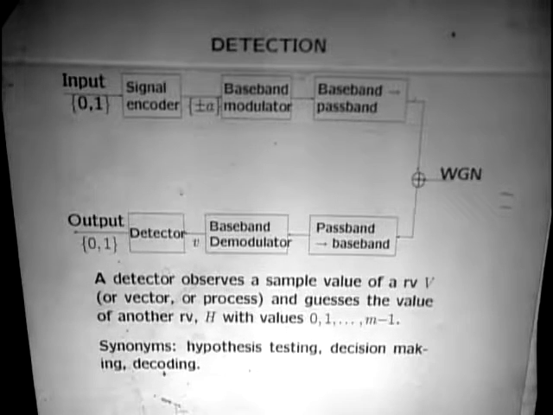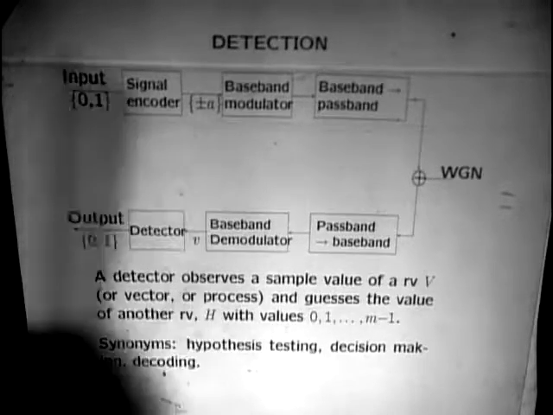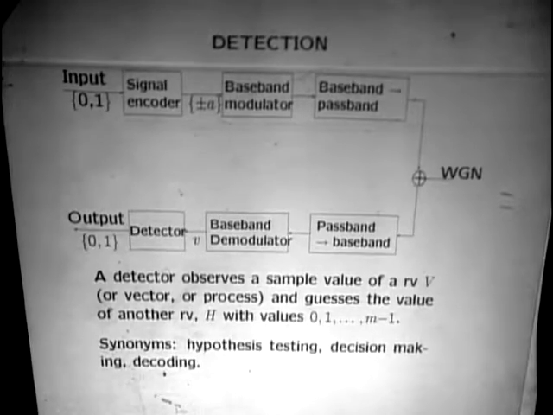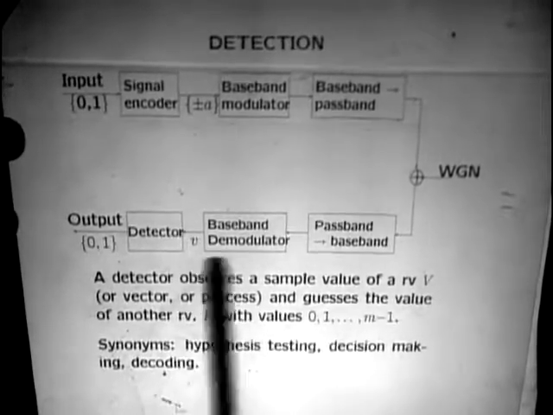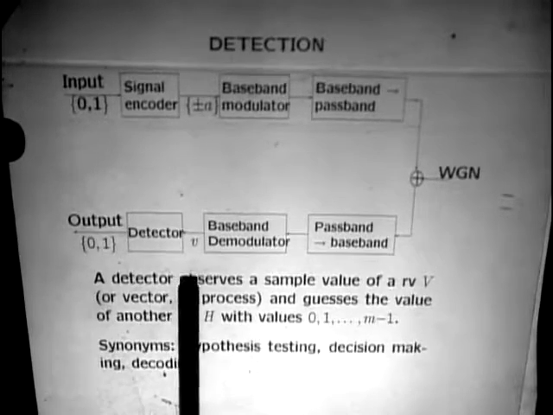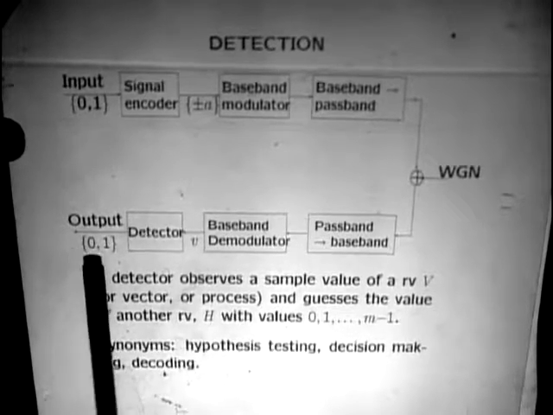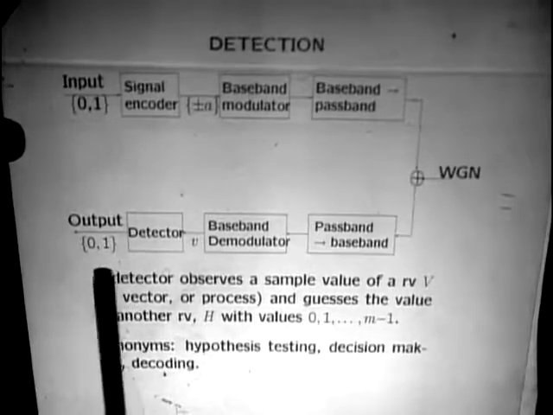And the point is, when you're all done with all of that, what you've done is you started out sending either plus A or minus A as a one-dimensional numerical signal. And when you're all through, there's some one-dimensional number that comes out, V. And on the basis of that one-dimensional number V, you're supposed to guess whether the output is 0 or 1.